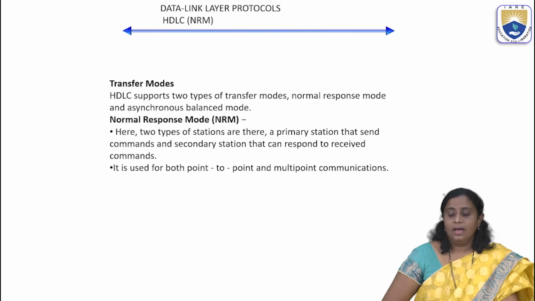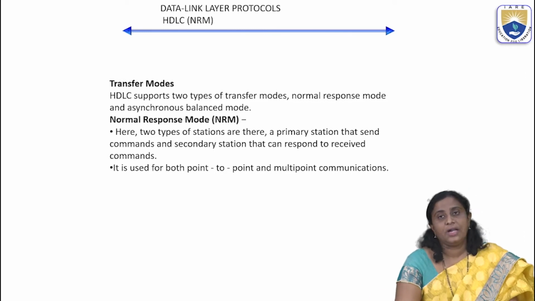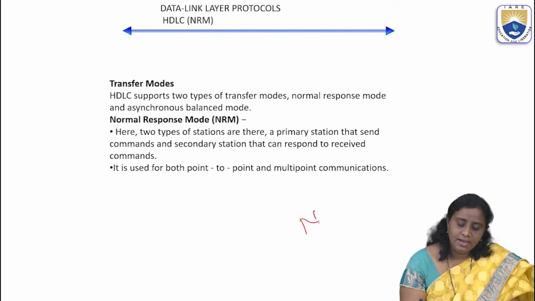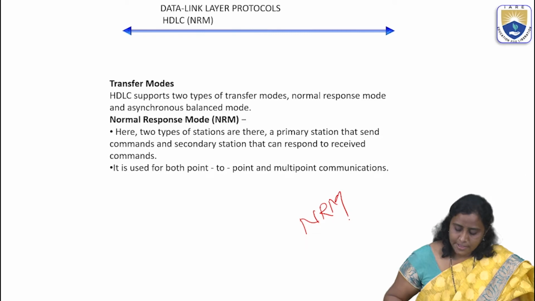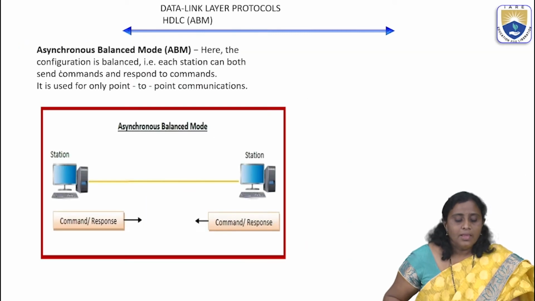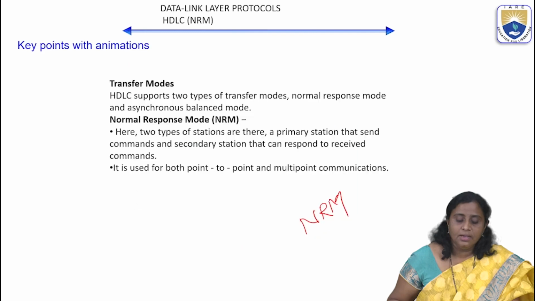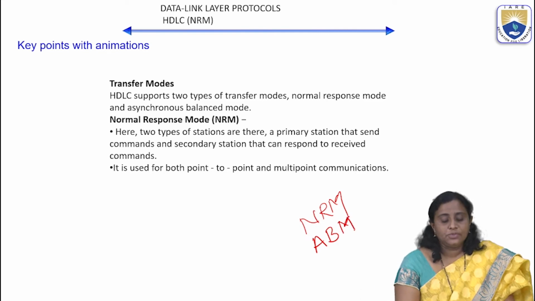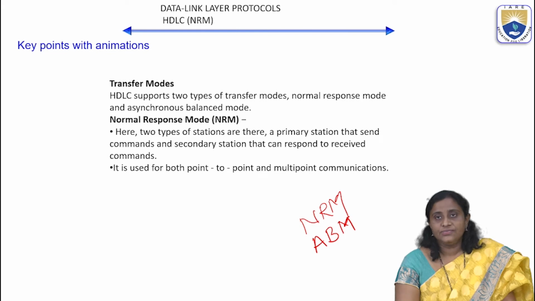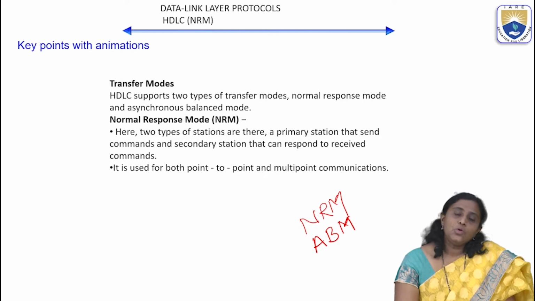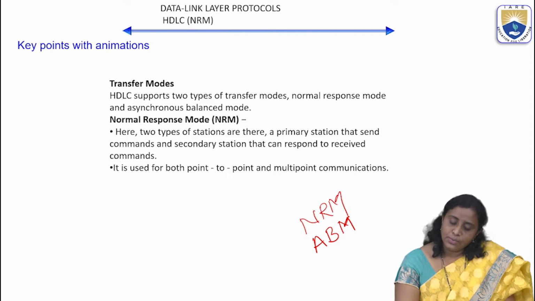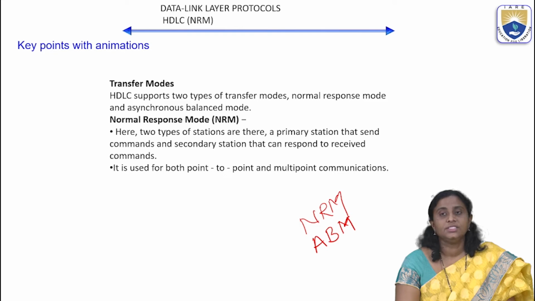Coming to that, under this we have to identify two types of transfer modes. The first one is the normal response mode. The second one is the asynchronous balanced mode, ABM. We have to identify the two types of modes here. HDLC supports two types of transfer modes. The first one is the normal response mode. The second one is the asynchronous balanced mode.